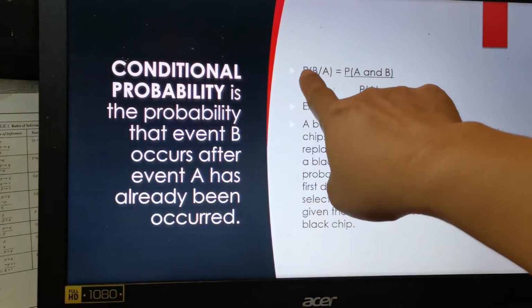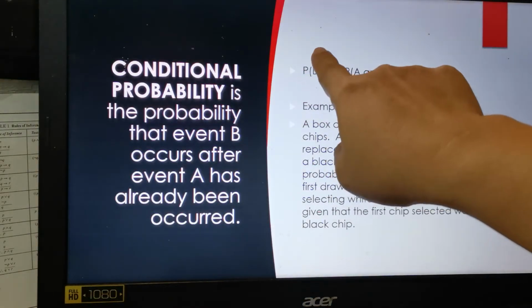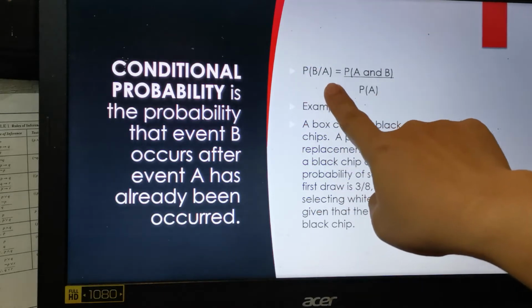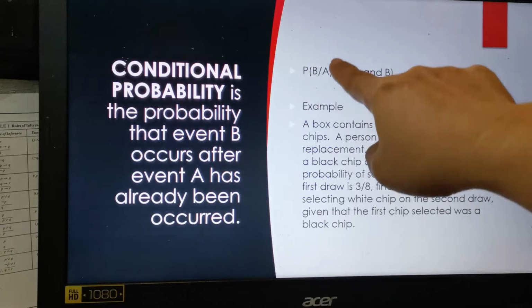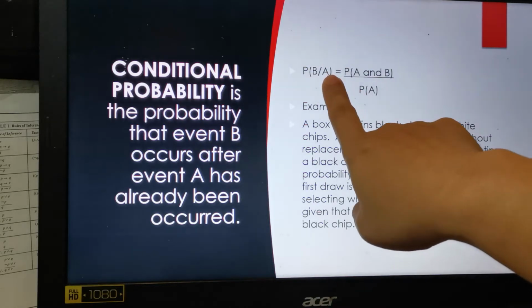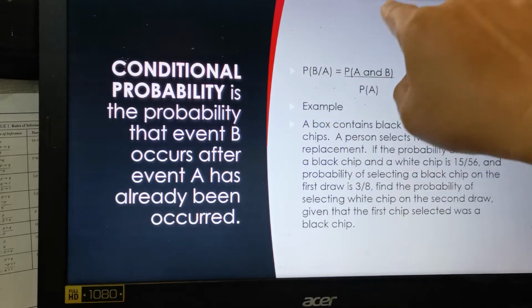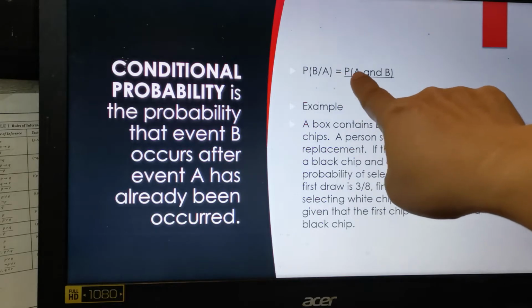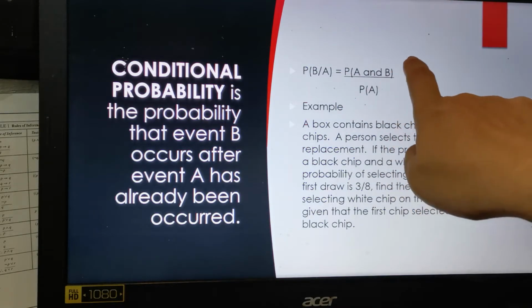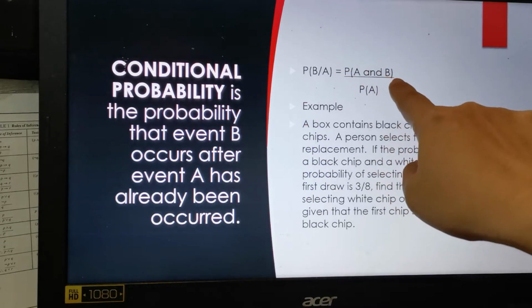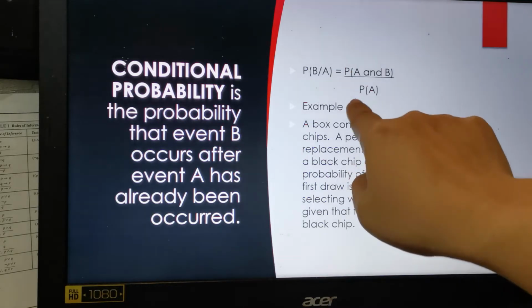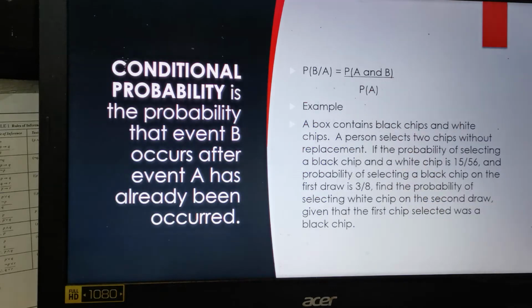You read this as the probability of B given A, or the probability of event B after event A has happened. Okay, so it is equal to the probability of A and B, so familiar, this is for our multiplication of probability, over the probability of A. Okay, so we will have our first example.